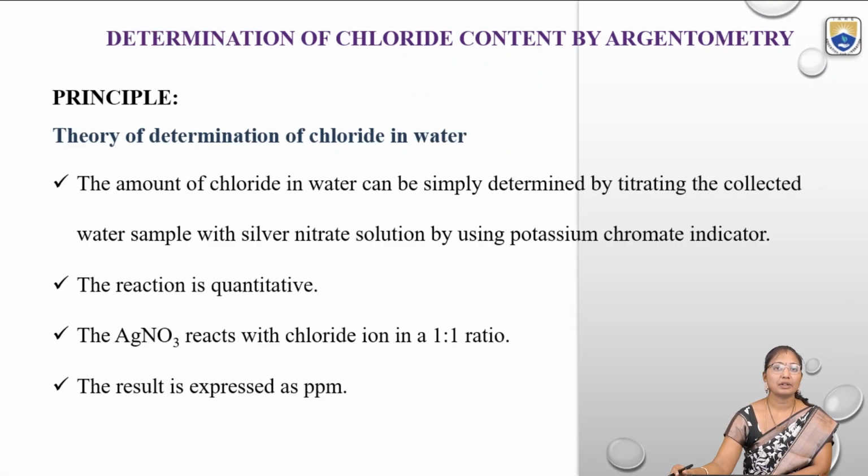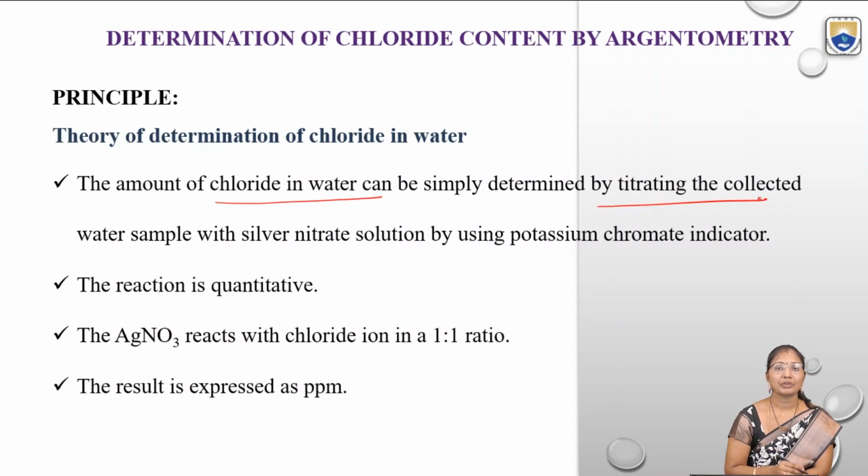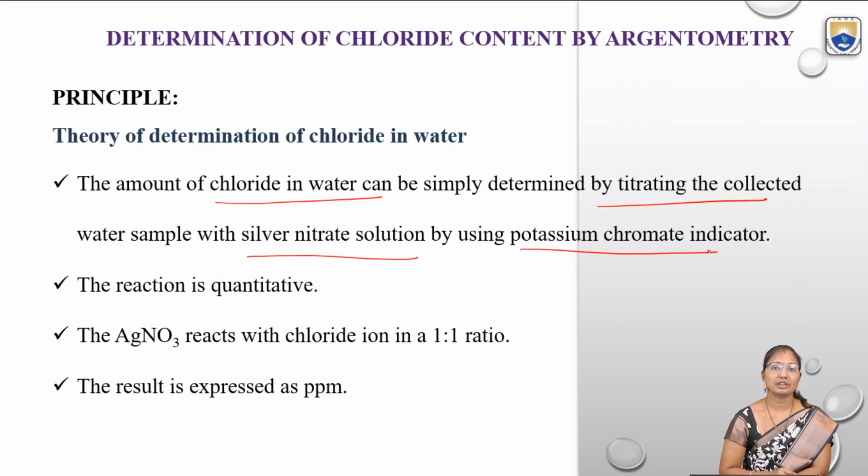So, what is the principle involved in the determination of chloride in water? The amount of chloride in water can be simply determined by titrating the sample of water with AgNO3 as a titrant. Here the titrant is silver nitrate solution. We are going to fill the burette with the silver nitrate solution, and the indicator which we are using is potassium chromate, K2CrO4.